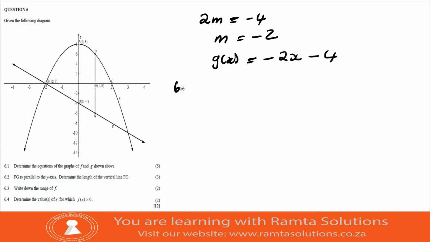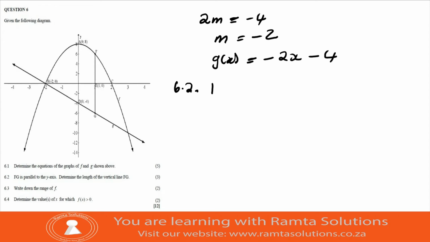6.2 says FG is parallel to the y-axis. Determine the length of the vertical line FG. So this has a constant x value. So since it has a constant x value, I advise you say top minus bottom. But before you do that, you can do it in 3 ways.